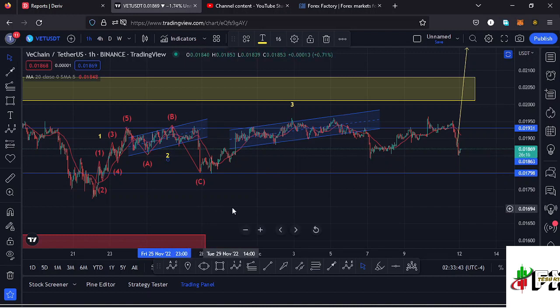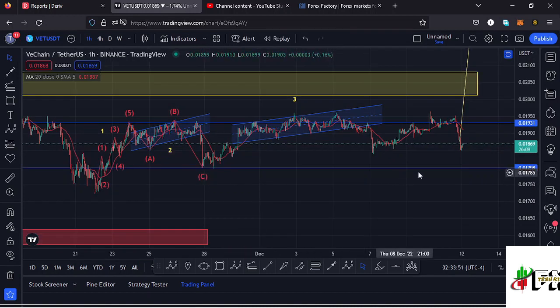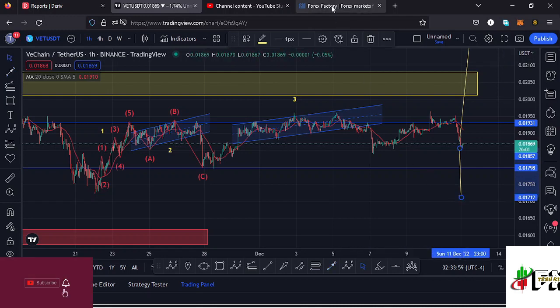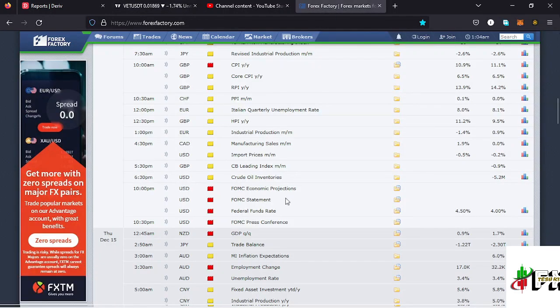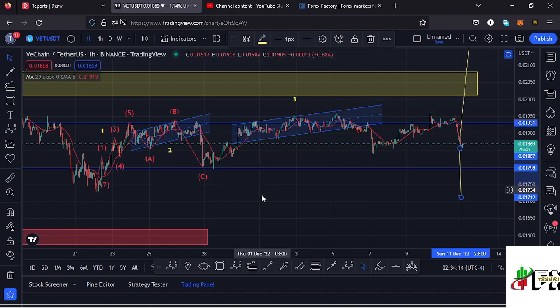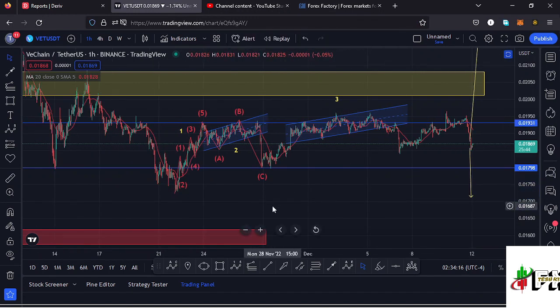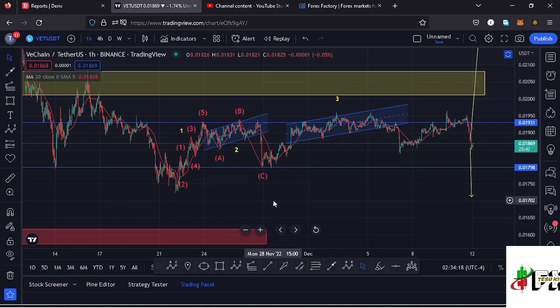In case we get to that target area down here on this blue line, then there are chances that VeChain might be making a new low very soon, because this week I'm also expecting a lot of volatility. From the Forex Factory you can see that we have the FOMC meetings, and in case the meeting has a negative impact on the market, then there are chances of seeing a crash here on the VeChain chart and making a new low very soon this week. So let's be prepared for such a scenario.